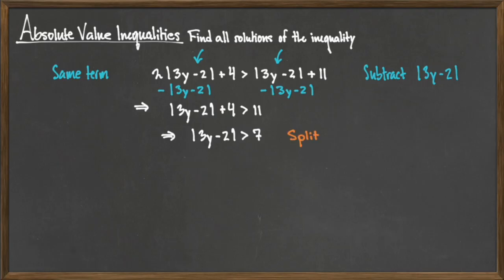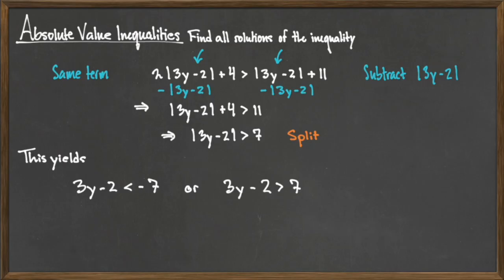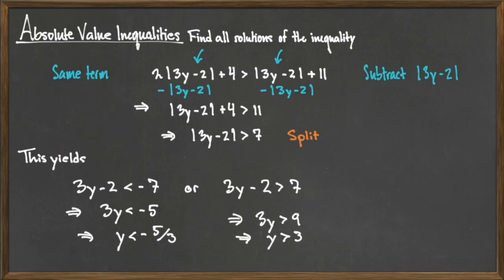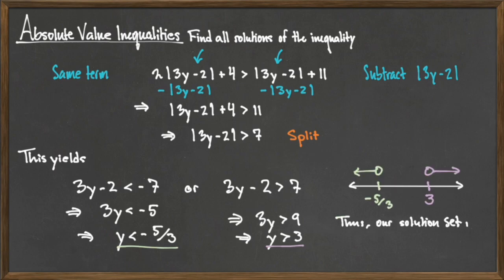At this point, I'm in a case 2 situation, so I can split. I'm going to get the following inequalities: 3y minus 2 is less than -7, or 3y minus 2 is bigger than +7. Solving that first inequality yields a solution of y less than -5/3. And the second inequality solves with a solution of y bigger than +3. Sketching this on a number line and plotting our interval is going to give us our final solution set.